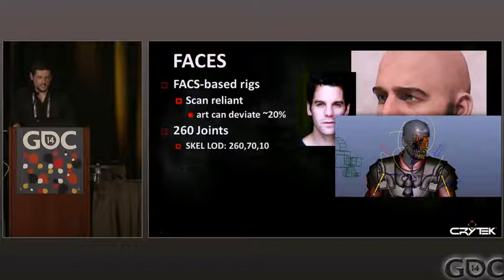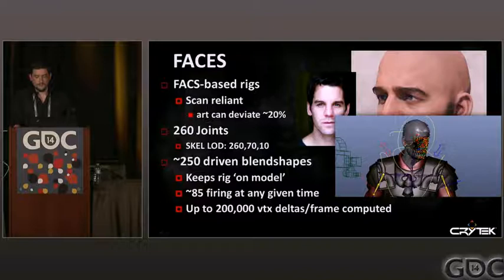Just the face under the skin, we had about 260 joints on the face. On top of those 260 joints, there are about 250 driven blend shapes, and those serve to keep the rig on model at all times. What that means is the blend shapes keep it aligned with the scan data, so you get all of the subtleties of the face moving throughout the whole FACS scan session. We had about 85 blend shapes firing at any time, and up to 200,000 vertex deltas computed every frame.